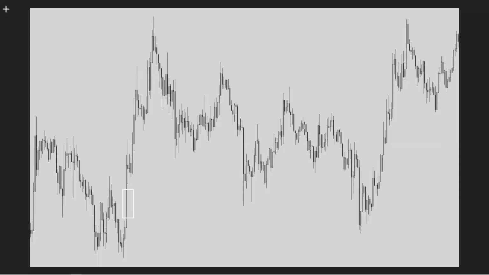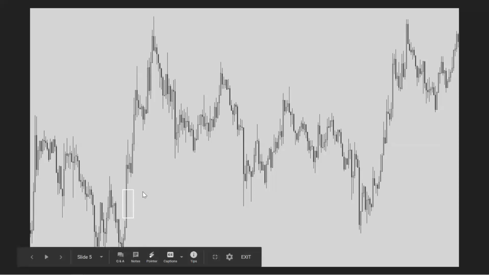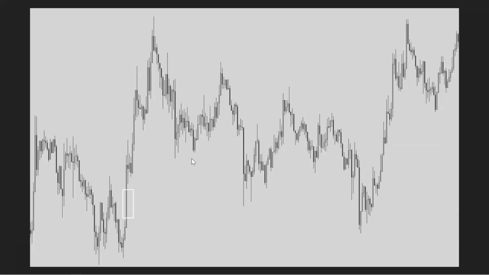Anyway, with all this in mind, where exactly do you get in? Price has taken out the nearest buy side liquidity. There's empty space for price to run. Where am I looking to take a trade when price pulls back to this relatively large structure up here?